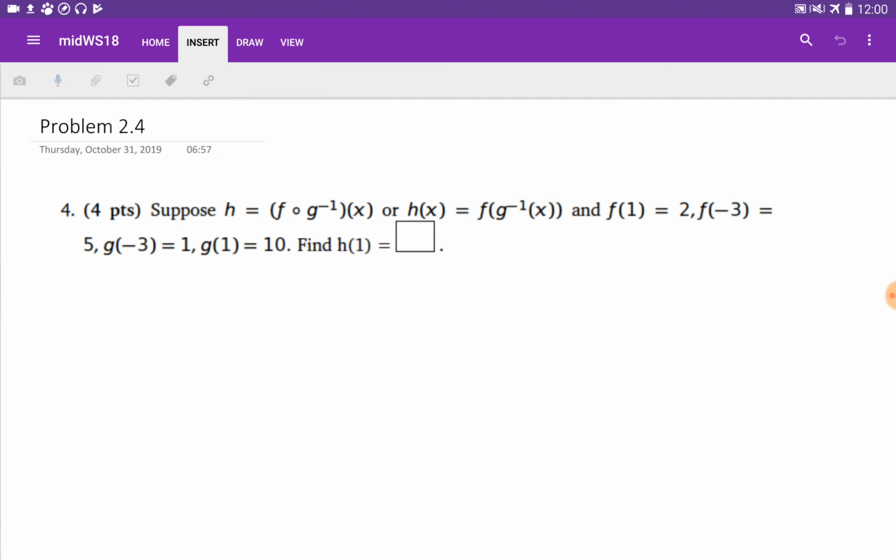Problem 4 is about composite functions. We need to evaluate the following composite function at some point.